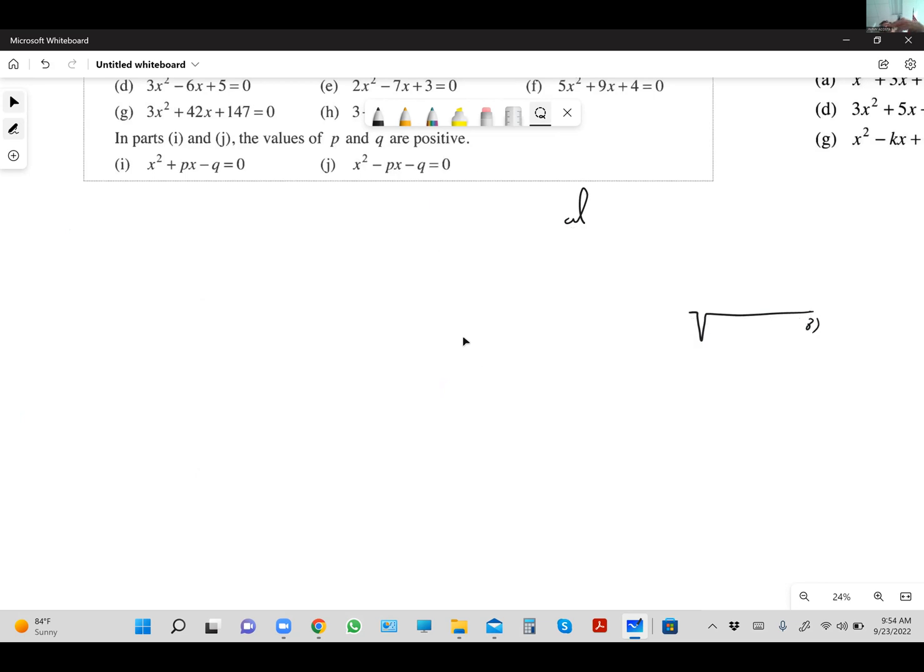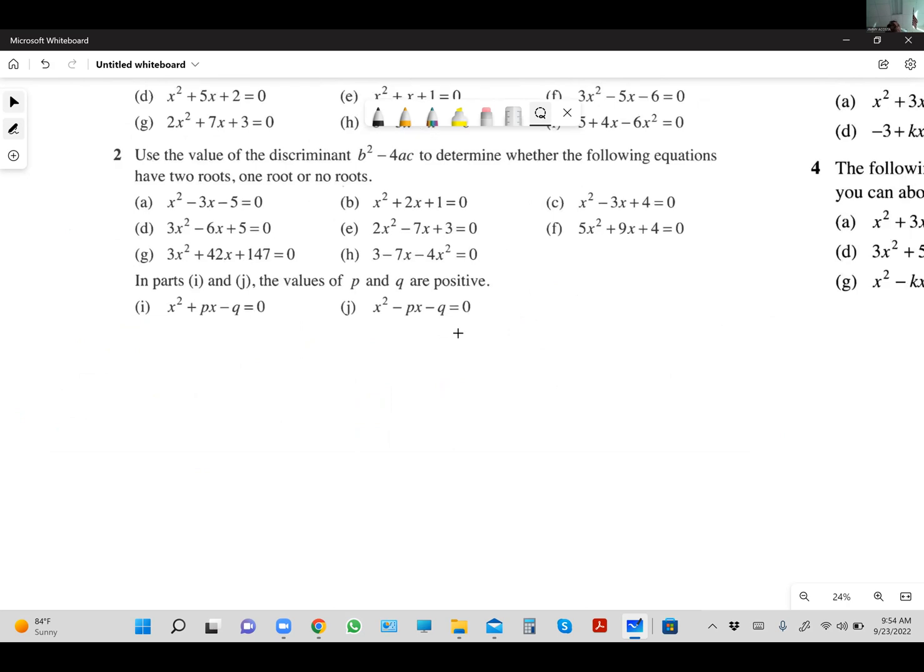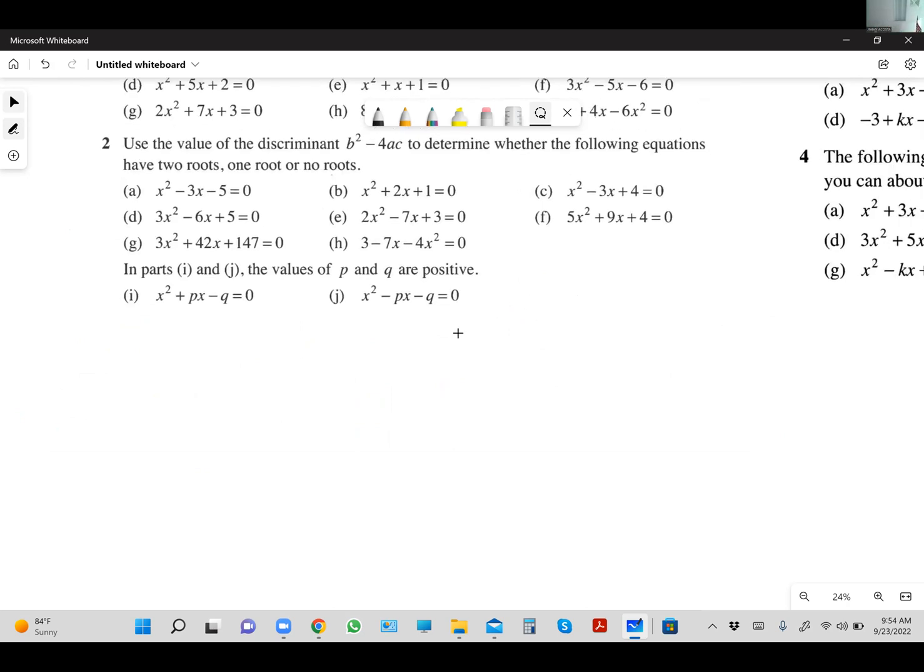There, deleted. All right, so look at number 2. Do you want me to do any questions for number 2? It says there, use the value of the discriminant to determine whether the following equations have 2 roots or no roots. So, guys, please pay attention to number 2. Number 2 is a very useful question. So let's say we do 2A. They want you not to solve it. They want you just to look at it and do the discriminant. What's the discriminant? It's b squared minus 4ac.